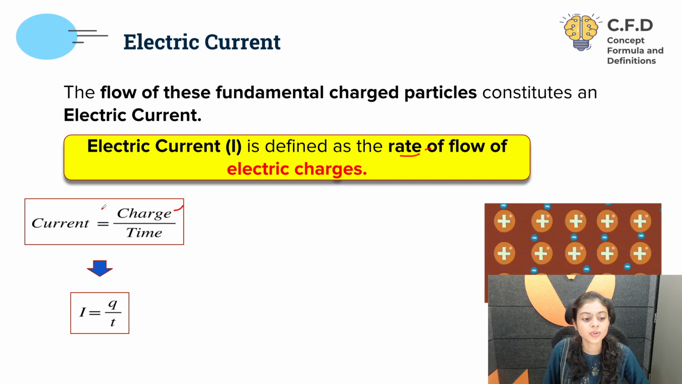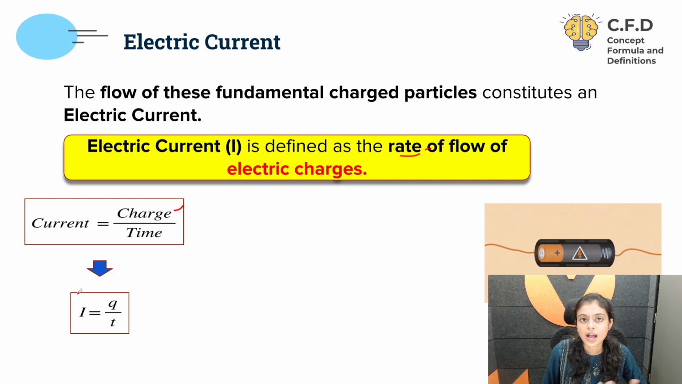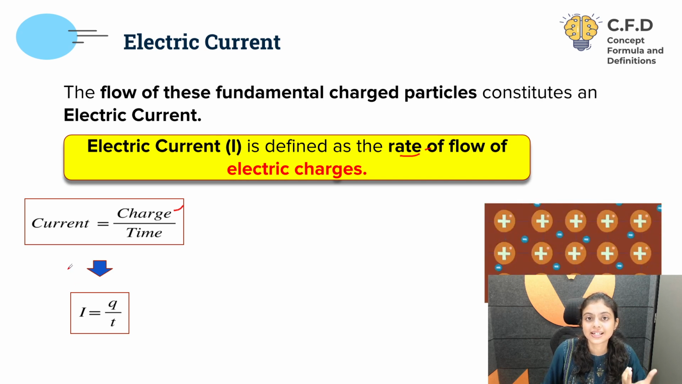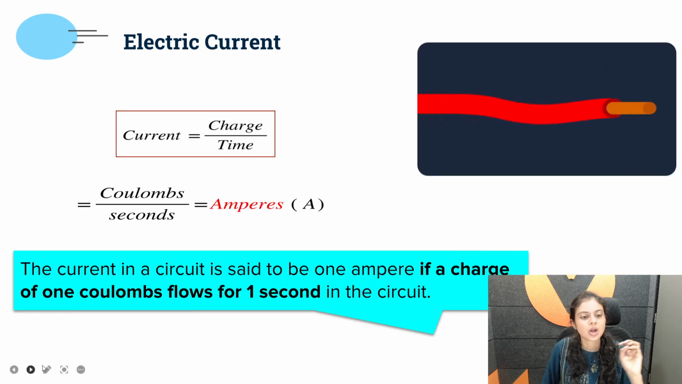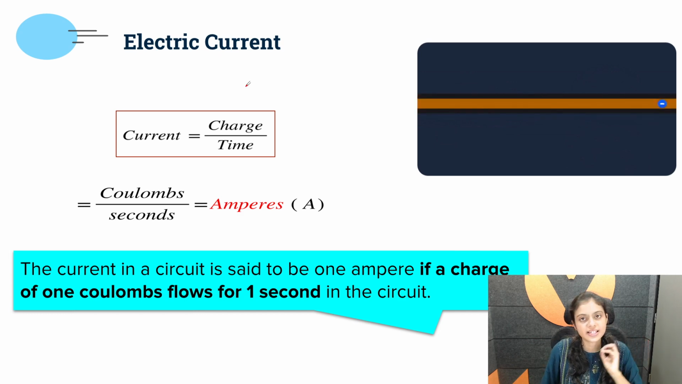So what is the formula we get? Current is equal to charge by time. And we will represent it as I is equal to, I is the symbol which we use to represent current, which is equal to Q by T. Q is the charge and T is the time. Fine? Is it clear? Okay. Now, how to find its SI unit?